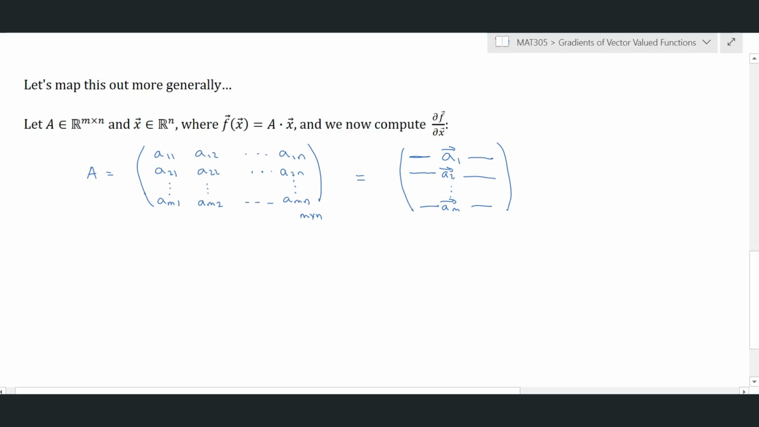And now the question is, what would a function look like? What would one of the outputs look like? Well, F1, and remember x in this case is an n by 1, so let's also put that down. It's an n by 1.